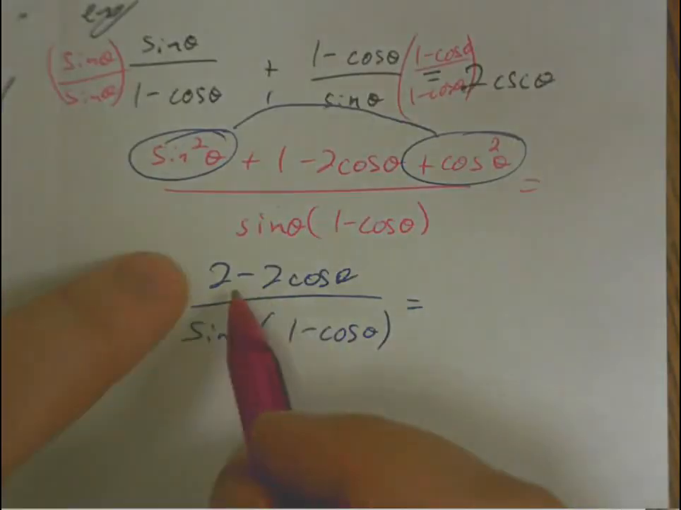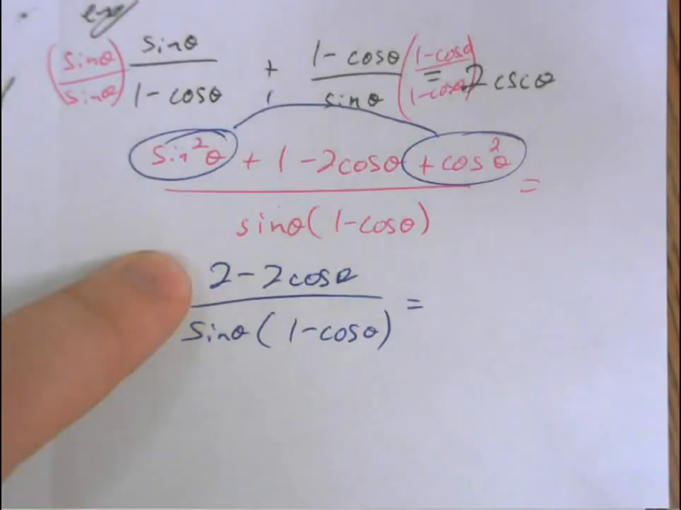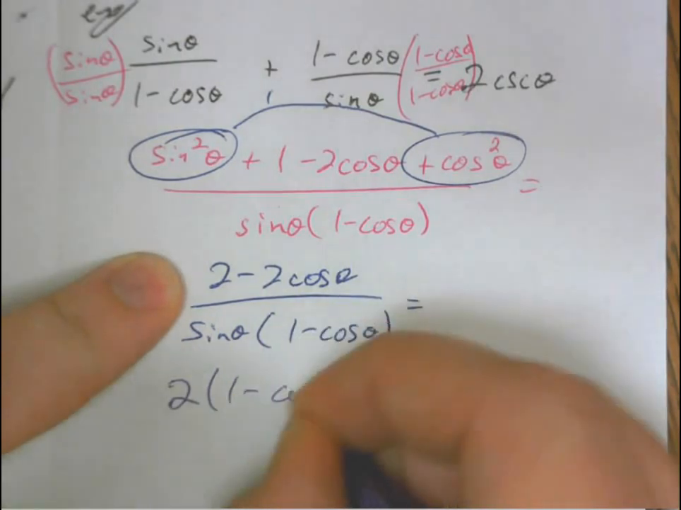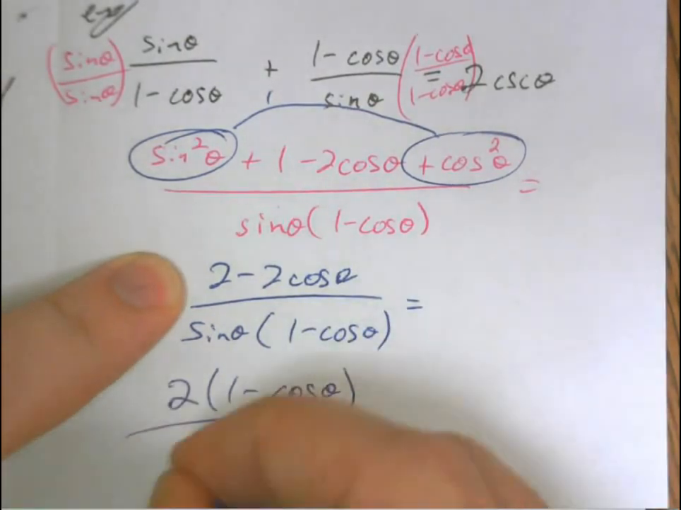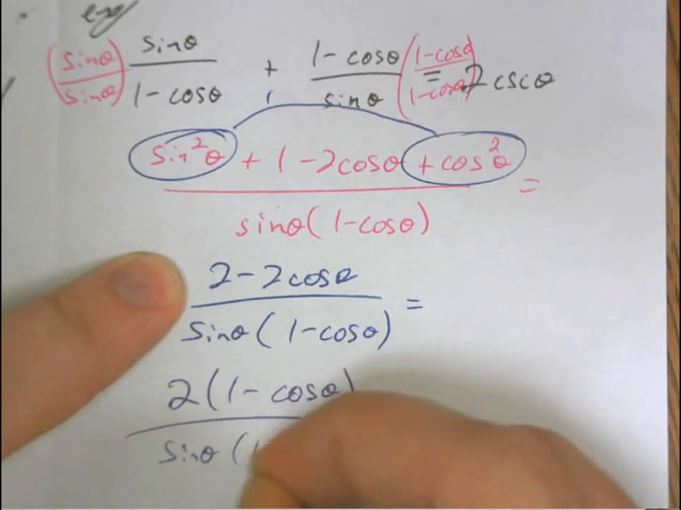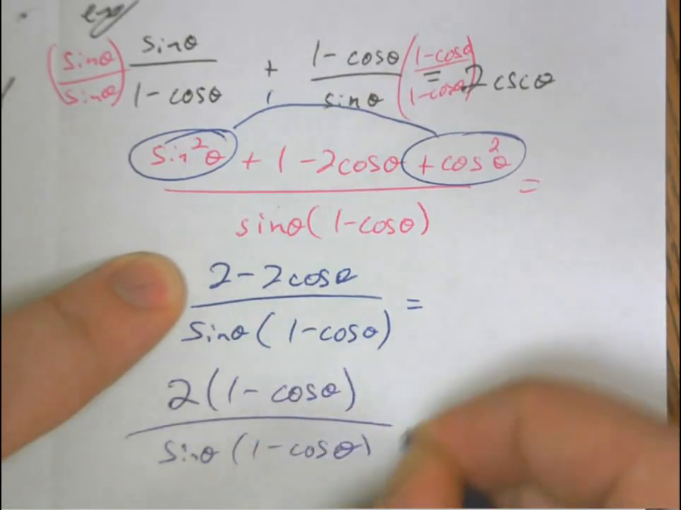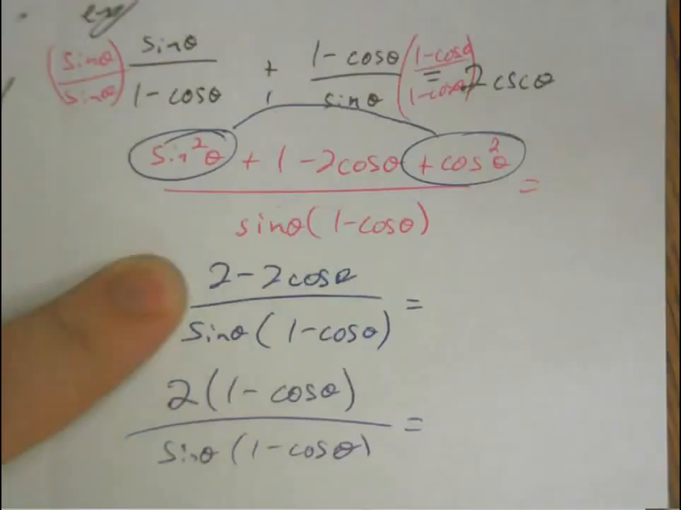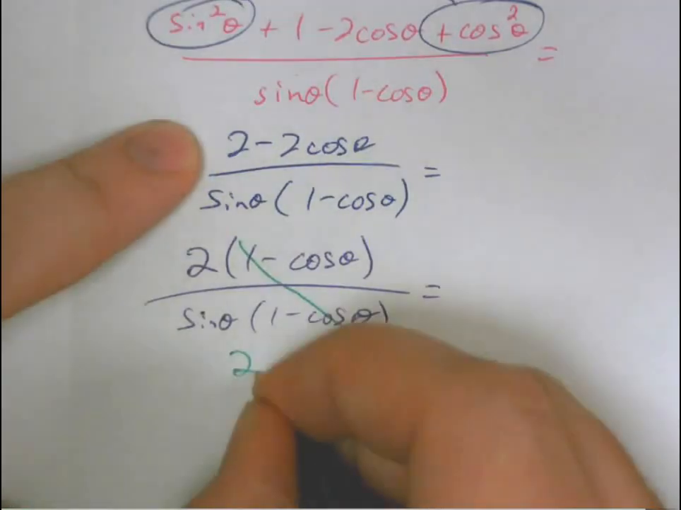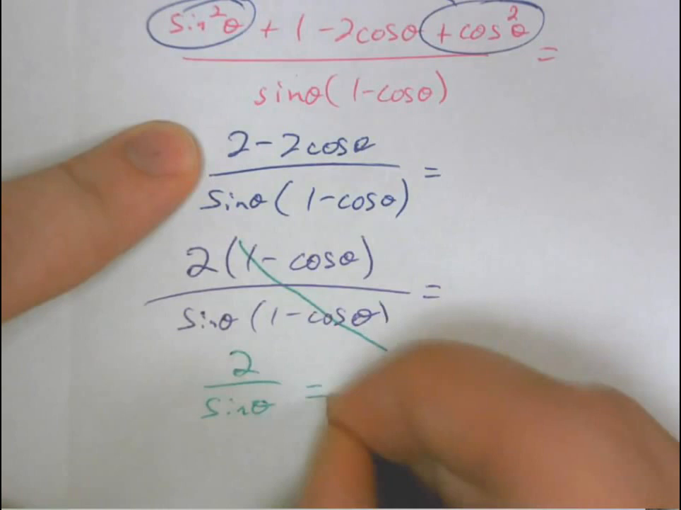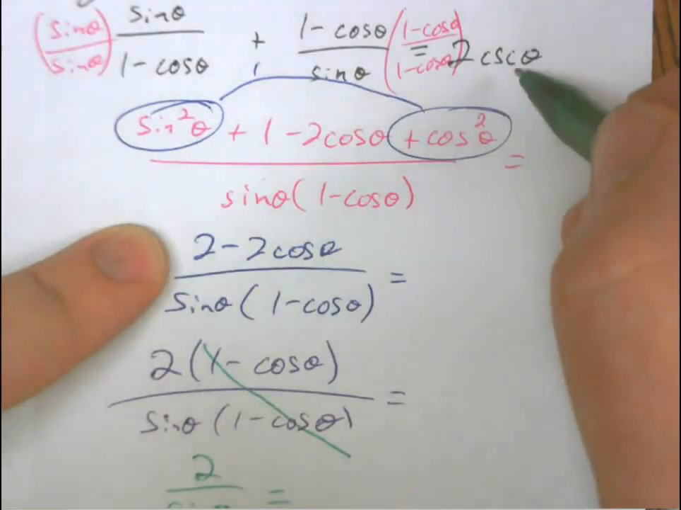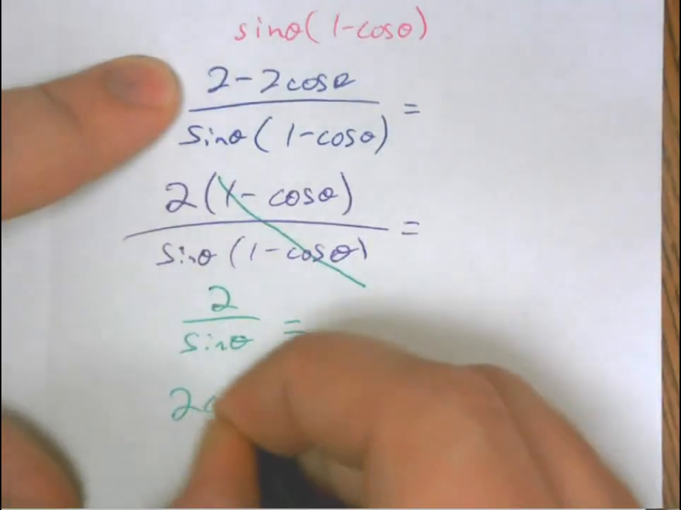And check it out, 2 minus 2 cosine is kind of close to 1 minus cosine, except this has a 2 on top. So if I factor out that 2, I have 2 times 1 minus cosine theta over sine theta times 1 minus cosine theta equals, well, 1 minus cosine divided by 1 minus cosine is 1. So I'm left with 2 over sine theta equals, well, I'm trying to get to 2 cosecant theta. I know 1 over sine theta is cosecant, so 2 over sine theta must be 2 cosecant.